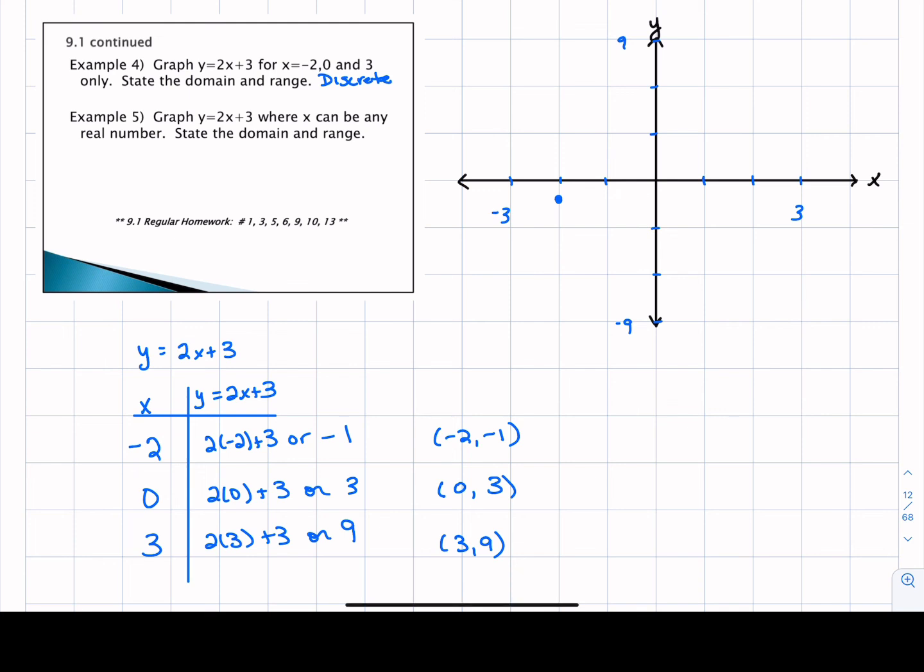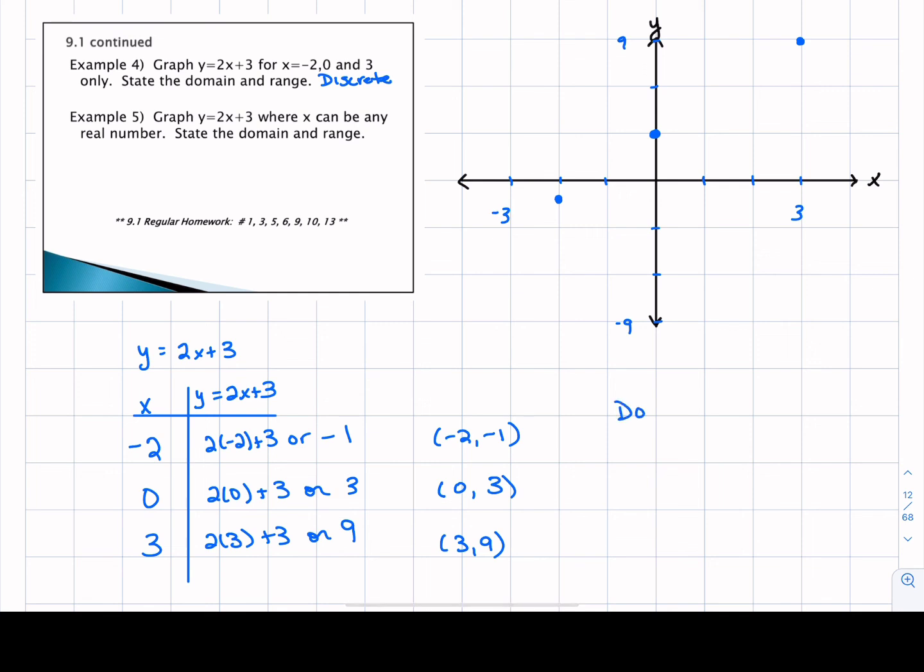I'm exaggerating these points so that you can see them. We also have (0, +3). So that's going to be your y-intercept at that location, and then we have (3, 9). So when x is equal to 3, my y value is 9. So what we need to do now is leave our graph alone. We're not supposed to connect the dots because this is discrete data.